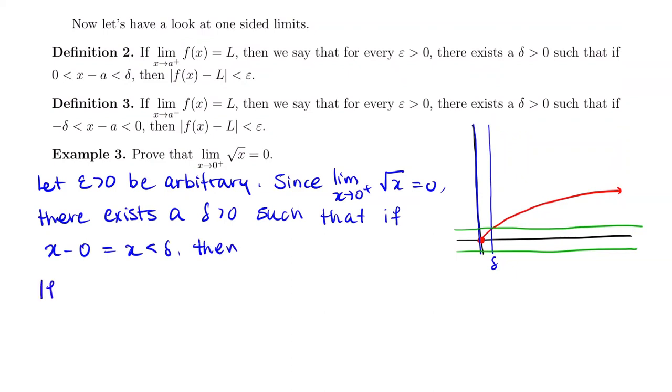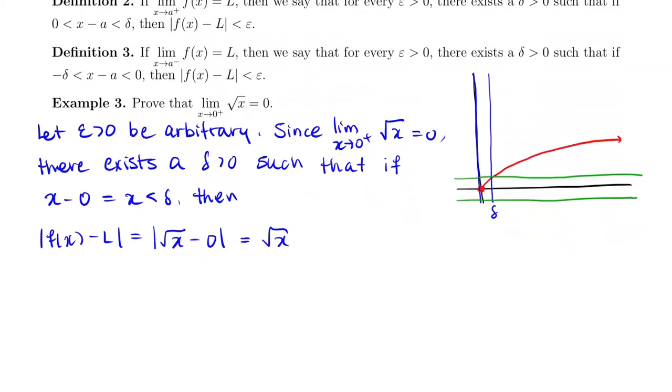well, if we have f of x minus L being the square root of x minus 0, which we could also just write as the square root of x because that's always going to be positive. Okay. But here's the thing. Since x is less than delta, then that means the square root of x has to be less than the square root of delta as well. And so we can then write less than the square root of delta.